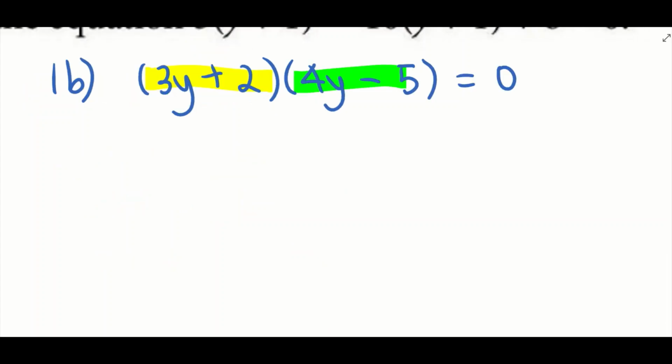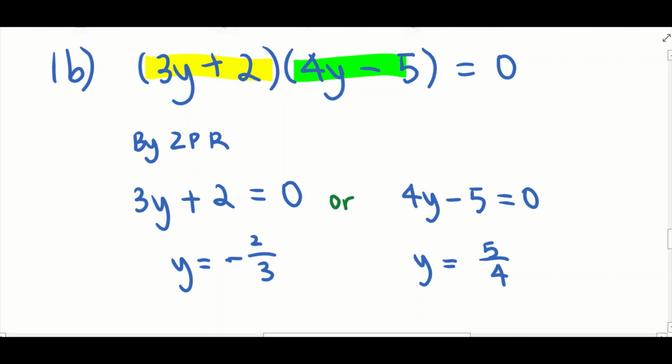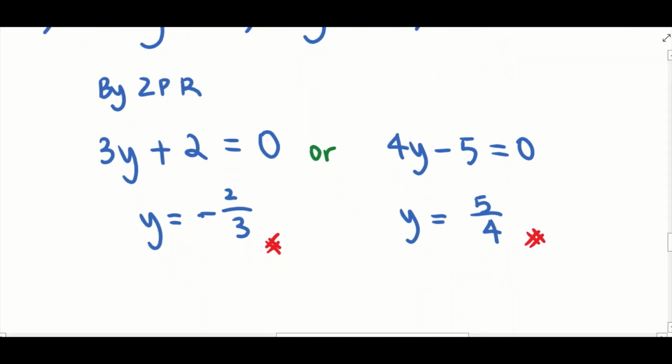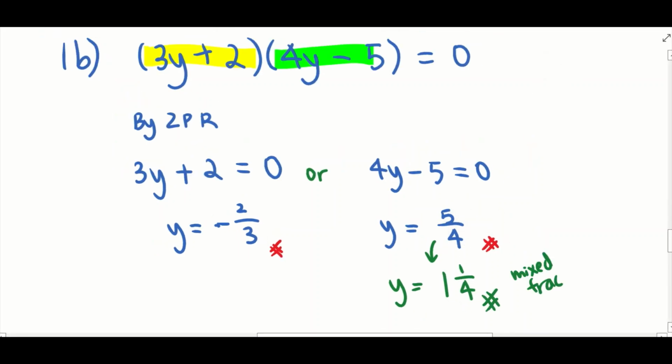Now this expression, using zero product rule, what are the two equations that you can give me? Okay, class, your answer should be negative 2/3 or 5/4, but there's one answer that I need to change. I need to change the 5/4 to 1 1/4. Thank you very much. I need to leave it in mixed fraction.